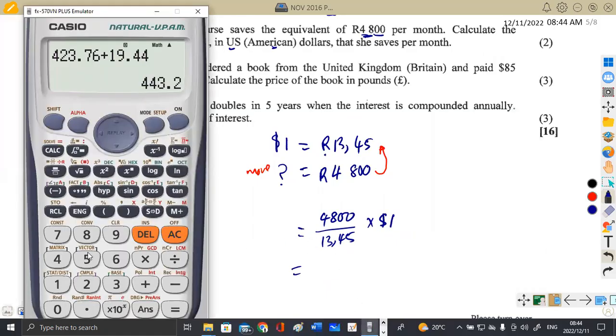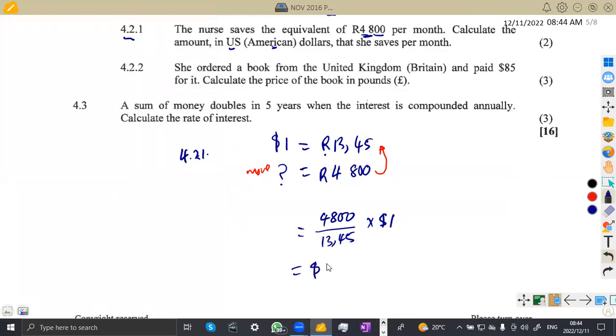All right, so that's actually 4,800 divided by 13.45 and you multiply by 1. So it's going to be 356.877, which you round off to 2 decimal places. The 7 is going to add, that will be 8. So it is going to be $356.88. So she's saving $356.88 in a month. All right, on 4.2.2, she ordered a book from the United Kingdom and paid $85.